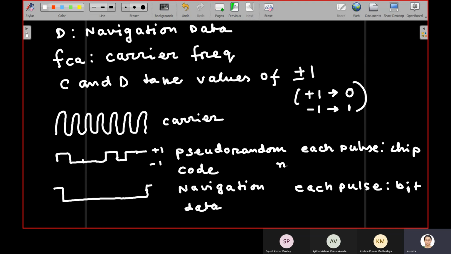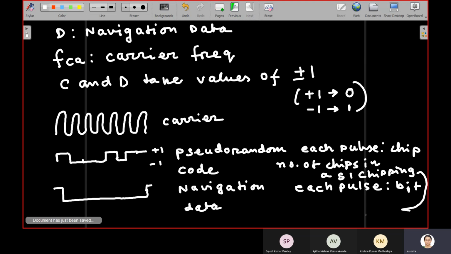Number of chips in a second is the chipping rate. We briefly talked about this. This is chipping rate.